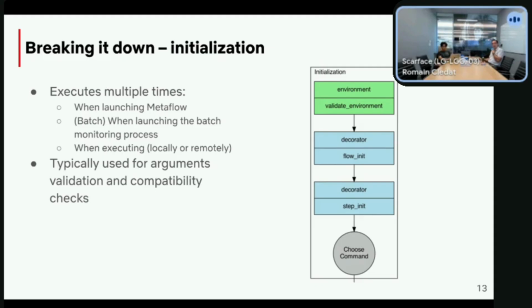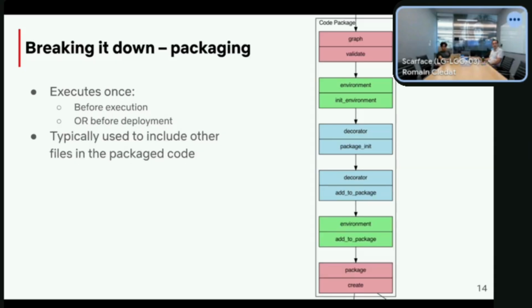A part you also have to understand is that this will actually get executed multiple times for a single step. Metaflow runs once when it first launches. Then if you're using batch, it'll launch a monitoring process, so this will execute again. And then when you're executing remotely or locally, it'll execute again for your actual step code. So typically this is used for arguments validation and compatibility checks. That's what we used it for, if you look at the code base.